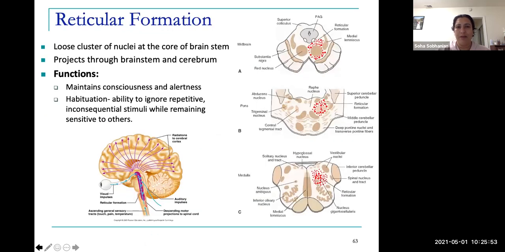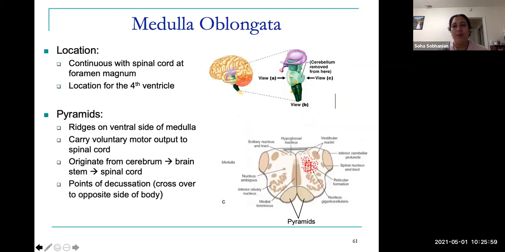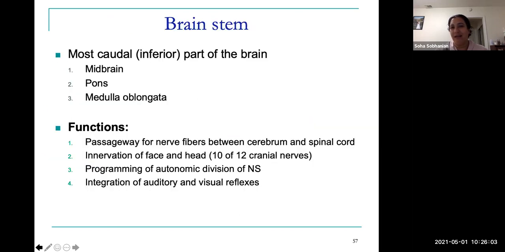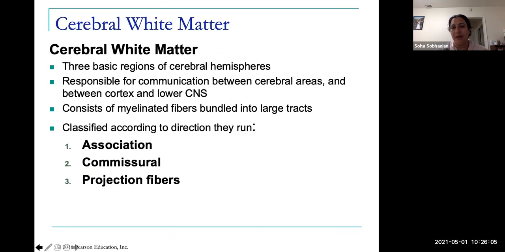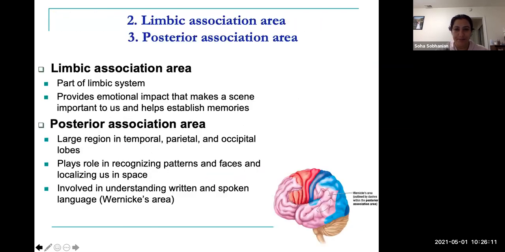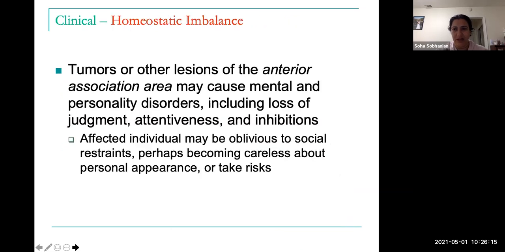It's at the center of the brain. You won't be able to see it on the images that we have. It's not as clear cut as what we have for the anterior and posterior association area. So I'm not going to ask you where it's located. I thought I had a slide for it, but apparently I don't. So sorry, we can ignore that.